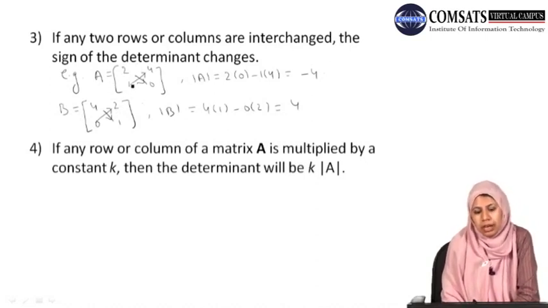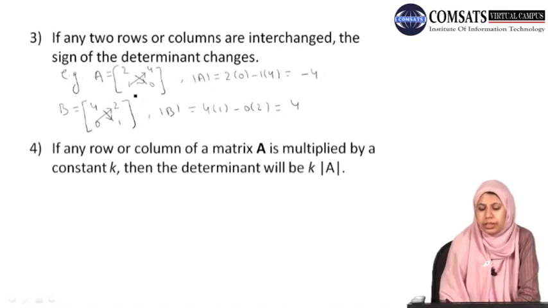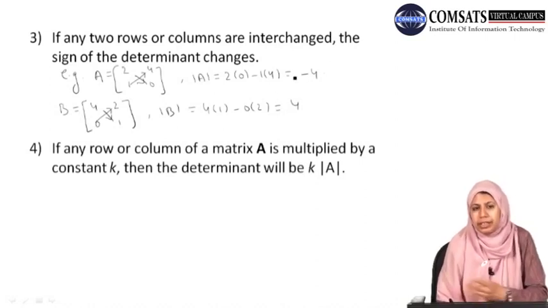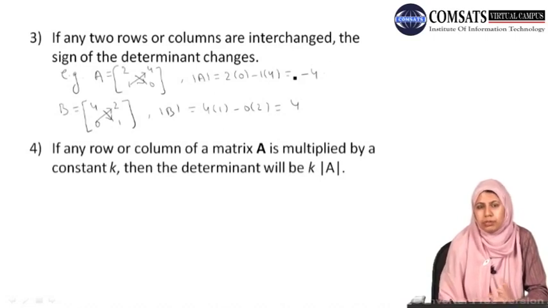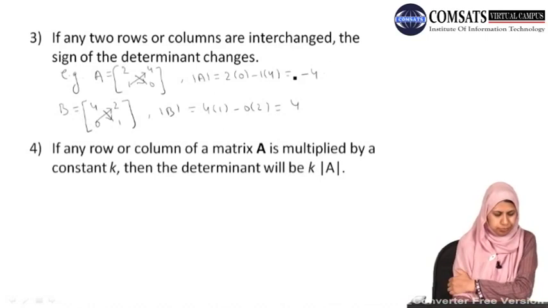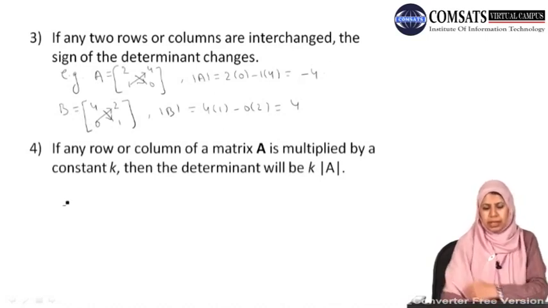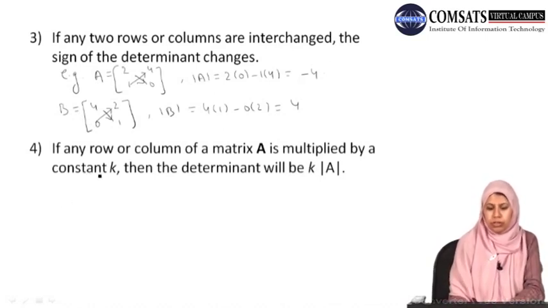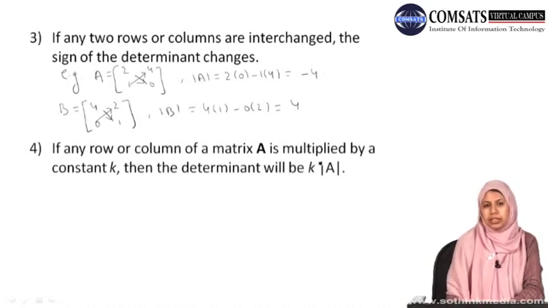And how does this affect the determinant? The number remains the same but differs by a minus sign. That is, by interchanging any two rows or columns of a matrix, the determinant changes its sign. The fourth property says that if any row or column of a matrix A is multiplied by a scalar k, then the determinant will be the scalar times the determinant of the matrix.